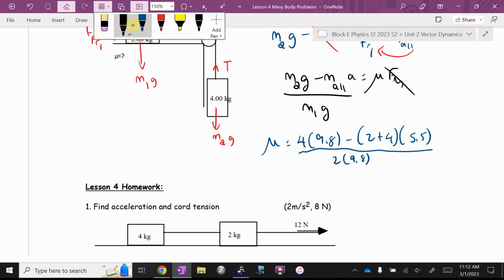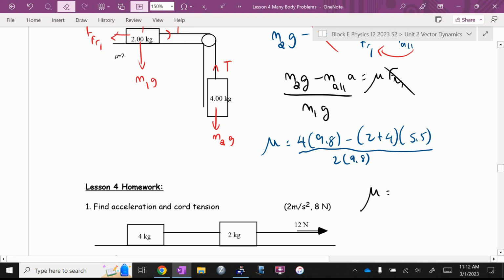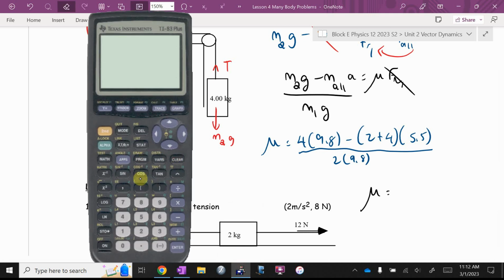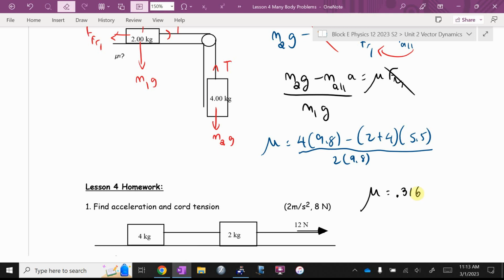Ella, you ready? Here comes the pressure. What'd you get? And if you're getting the wrong answer, now's the chance to ask me to look at your calculator. I think to type this one in, it's going to be bracket 4 times 9.8 minus another bracket, 2 plus 4, close off that, times 5.5, close off the top, divided by bracket 2 times 9.8, because there's also more than one thing on the bottom. Did you get 0.31632? That? 0.316 units. Oh, there is none. There is none.